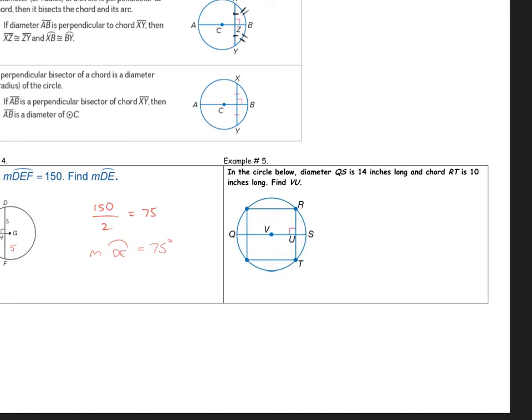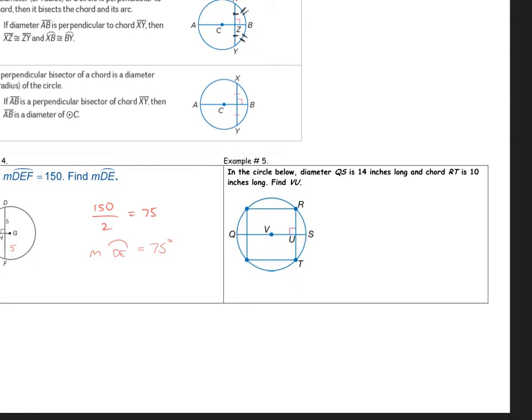Example number 5 is a tricky one. I don't want you guys to take this for granted here. There's a few things, and one of them is that you need to draw in a radius. It says in the circle below, the diameter QS is 14 inches long, and chord RT is 10 inches long. They want me to find the length of segment VU.